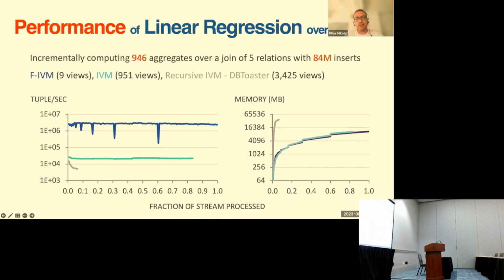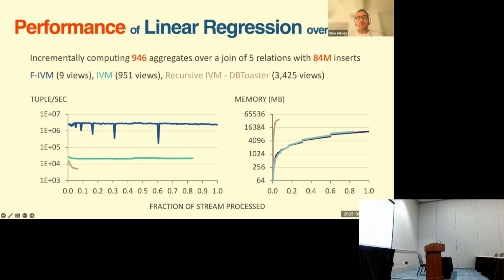So how does this learning approach work in practice? We consider a streaming data set with 5 relations whose join gives us the training data set. And there are almost 1,000 aggregates in the covariance matrix that we would like to maintain under updates. There are 84 million insertions in total, which are applied in batches of 100 tuples. And after each batch, we would like to maintain the regression model to update the model parameters.